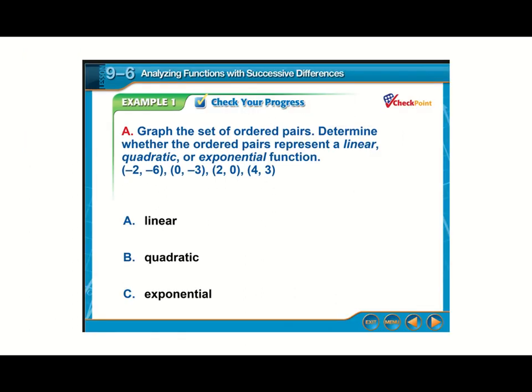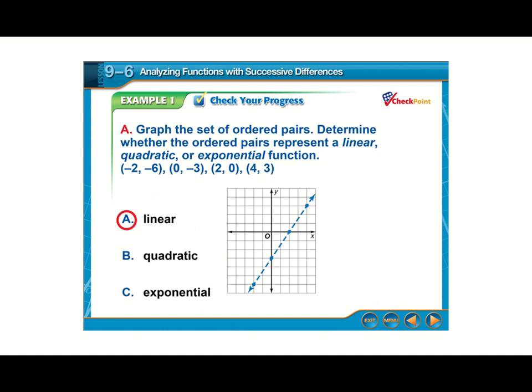So I want you to take a minute and graph this and then see whether it's linear, quadratic, or exponential. Go ahead and pause the video to see what it is. If you plotted those points correctly, you should see that it is linear, a straight line.